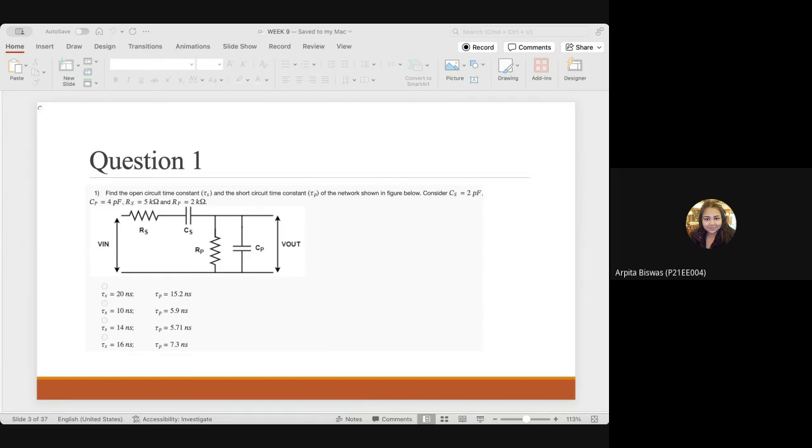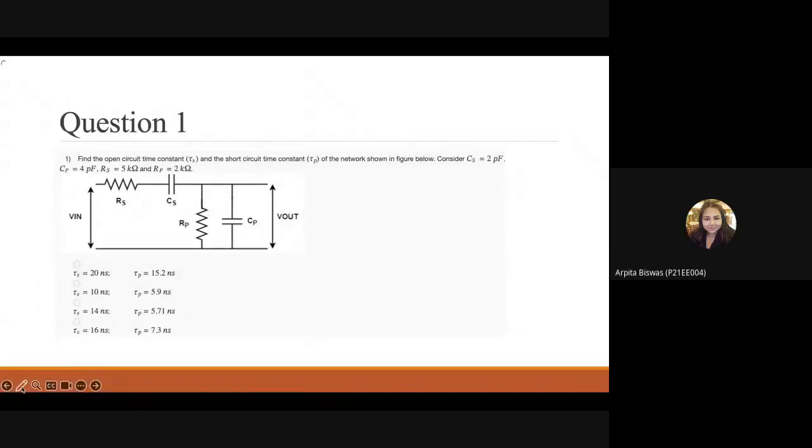So what is the right answer? Option 3. Yes, option C. Can you explain how you have solved? Yes, ma'am. Tau S is (Rs plus Rp) into Cs. And tau P is equal to Rs into Rp by Rs plus Rp, into Cp. Rp parallel with Rs, right? So Cp. Option C is the answer.